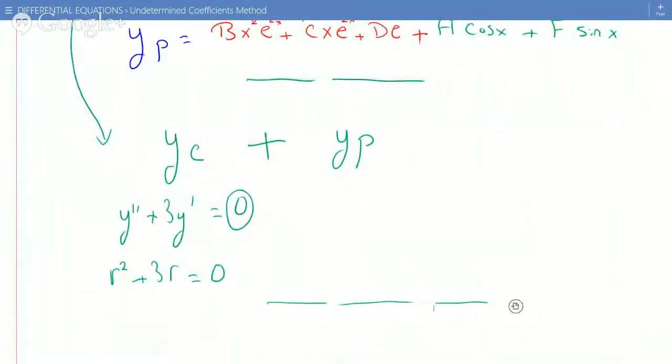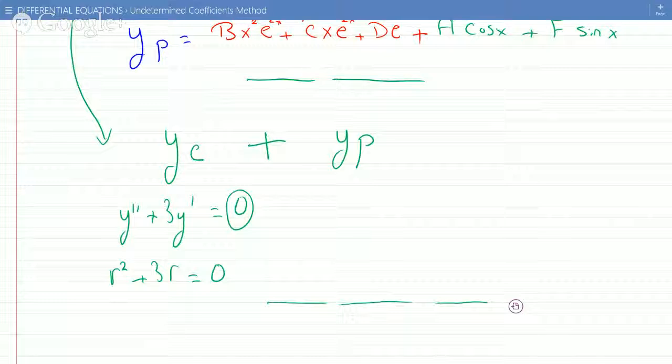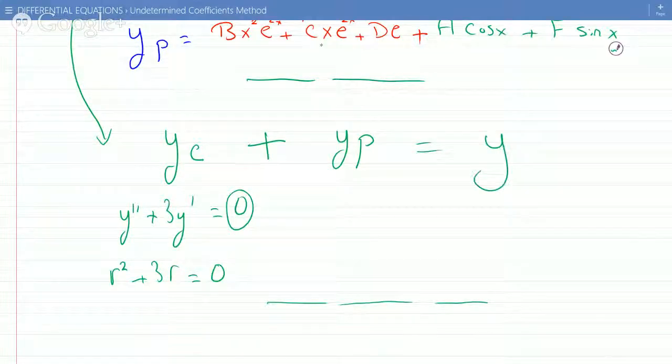Because your differential equation will have 2 solutions to it: the complementary, which we were doing, and the particular. All this generates the particular. The general solution of the differential equation will be the sum of the complementary plus the particular.